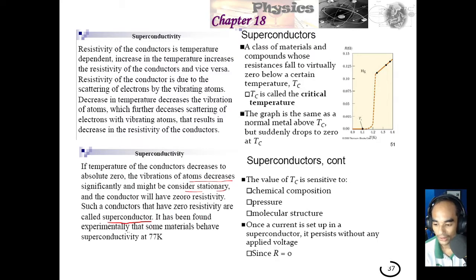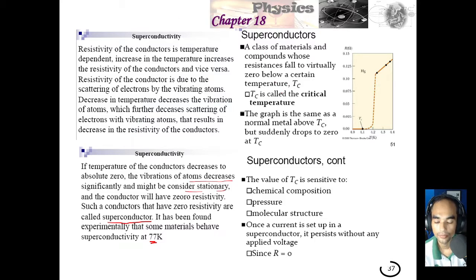Yes, we found that some materials behave as superconductors at 77 Kelvin. So when we cool some materials down to 77 Kelvin, there is no more resistance in that material.